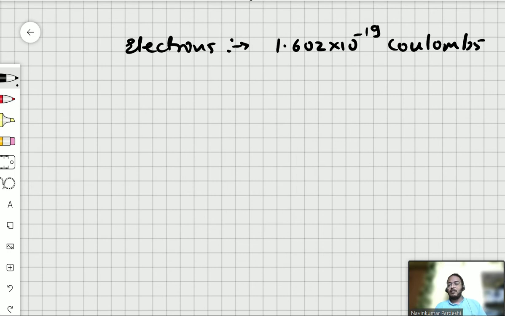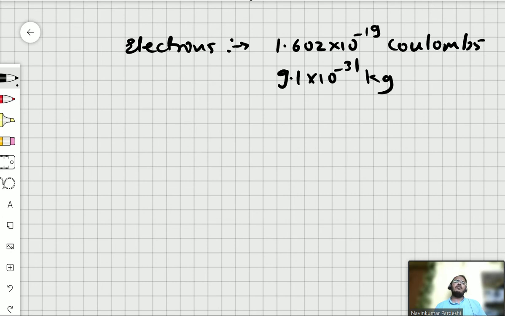What is the mass of an electron? It is 9.1 × 10^-31 kg. Correct. Now, if we give one electron to another body, then the body will lose 9.1 × 10^-31 kg. That is negligible. It can be neglected. But the charge, 1.602 × 10^-19, is comparatively greater than this mass. So we can consider this charge.